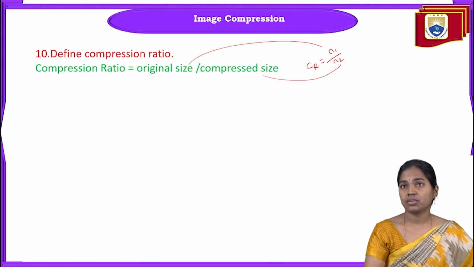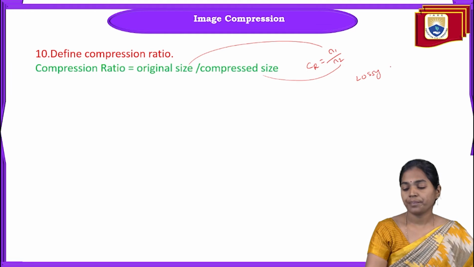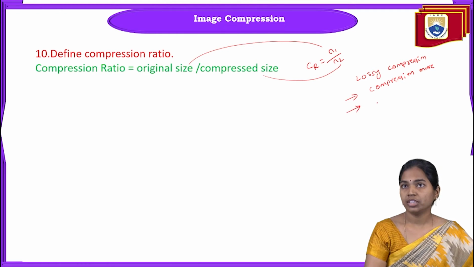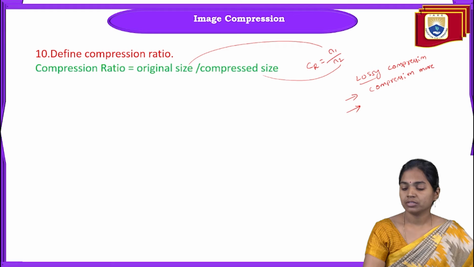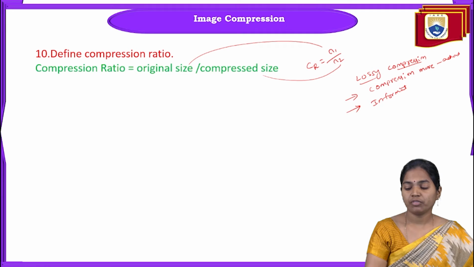So in lossy compression, the compression is more. What about the original information? We can't get back the exact original information. So the compression being more is an advantage, but some amount of information will be lost. This is lossy compression, and this is the disadvantage here.